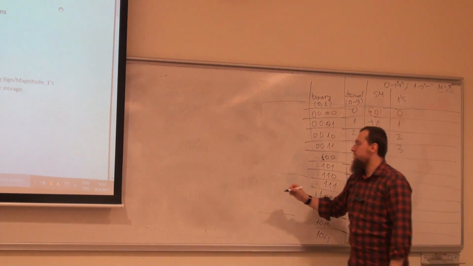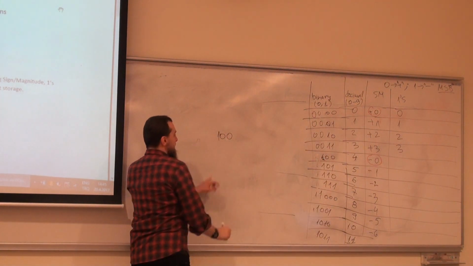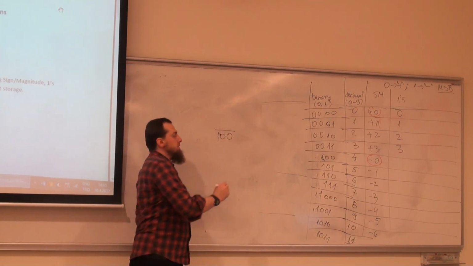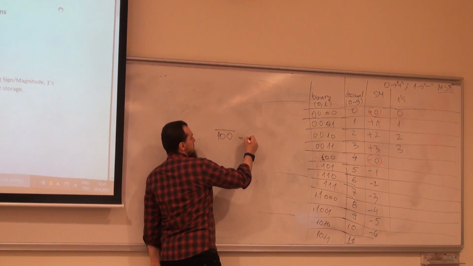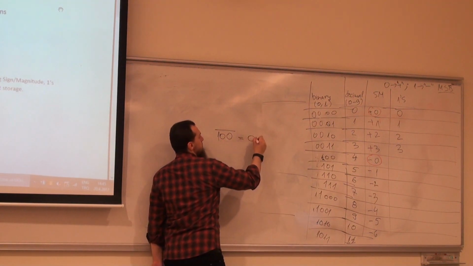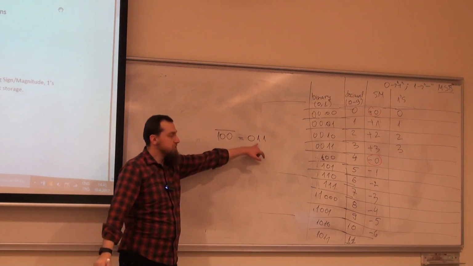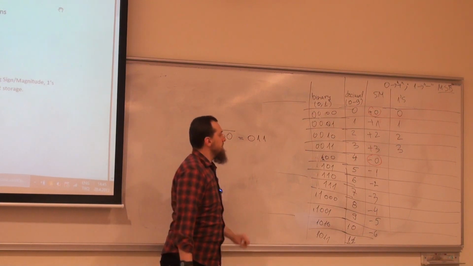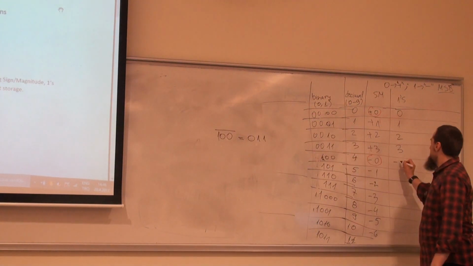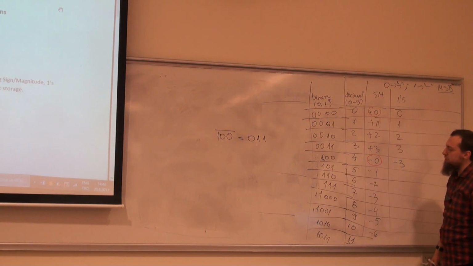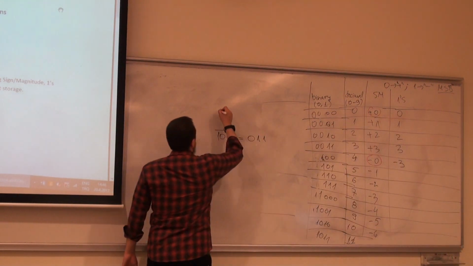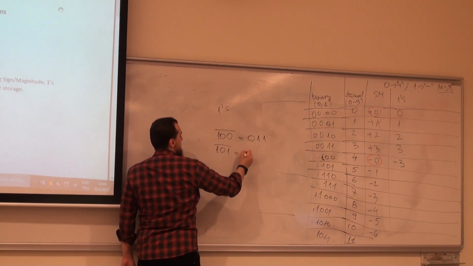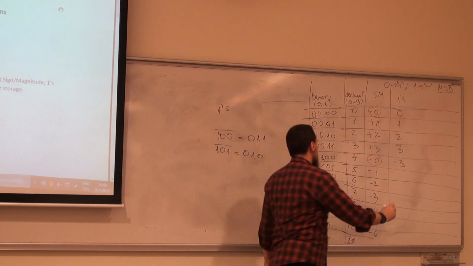So here I have 1, 0, 0. It means it's a negative number. But what is its value? I just complement it, and I switch the values of 0s and 1s. So 1 becomes 0, 0 becomes 1. What is this value if it was positive? This is 3. But because this is negative, we write minus 3. What about this one? 1, 0, 1. Let me check it. Complement gives 0, 1, 0. This is minus 2.